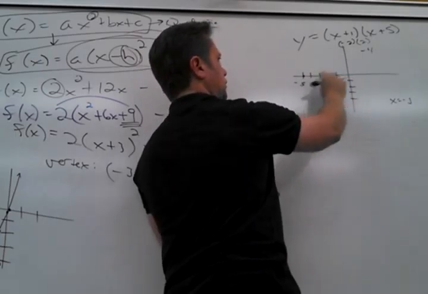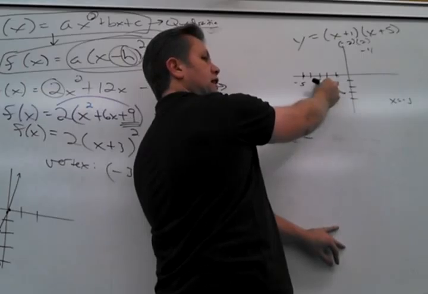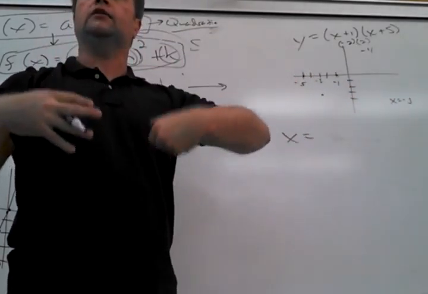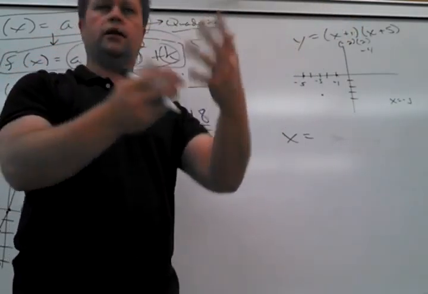If you know the x-intercepts, you know the vertex is right in the middle. If you know the x piece of the vertex, I don't care where it came from, how do you get the y piece? You plug it in. You've got a function there, right? So that's how you plug it in.